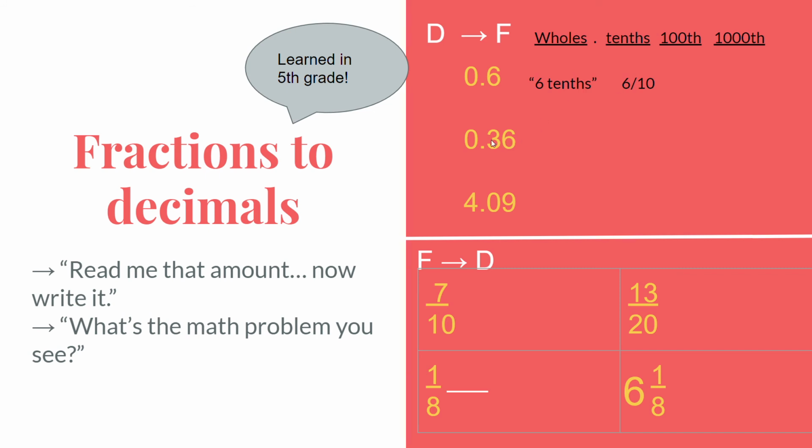Here, 36/100ths. You can tell because it's 2 spots out, so that's the 100th place. 36/100ths turns into 36/100ths. They would simplify it to 9/25ths.